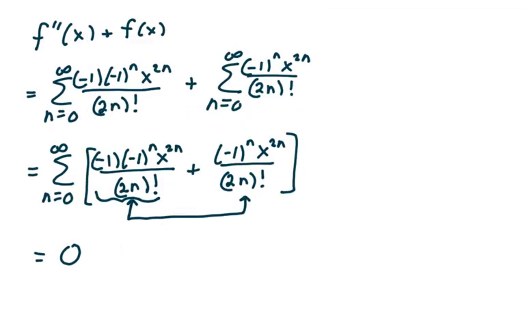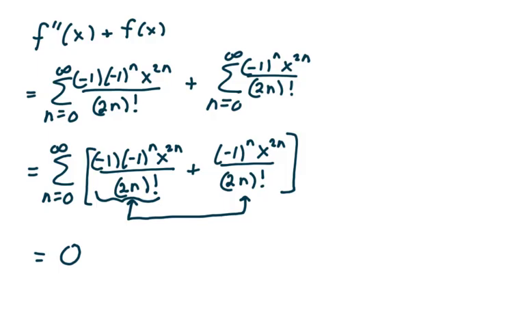And then from here, f double prime of x plus f of x is the summation from n equals 0 to infinity of negative 1 times negative 1 to the n x to the 2n divided by 2n factorial, plus the summation from n equals 0 to infinity of negative 1 to the n x to the 2n divided by 2n factorial.